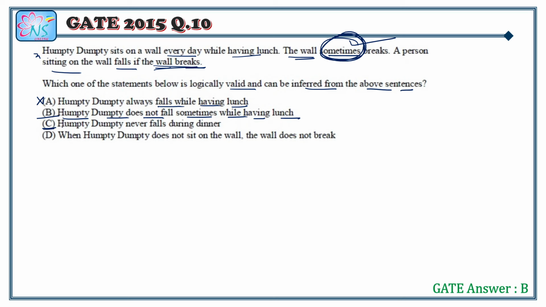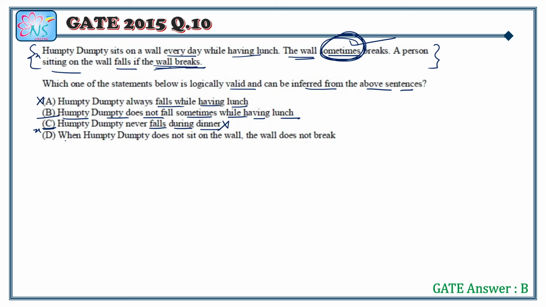The third statement is: Humpty Dumpty never falls during dinner. There is no mention of dinner over here, so we cannot state whether this statement is true or not. There is no information available, so we cannot say that this is logically valid.